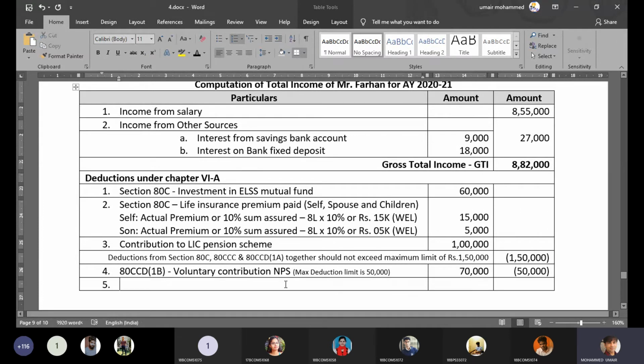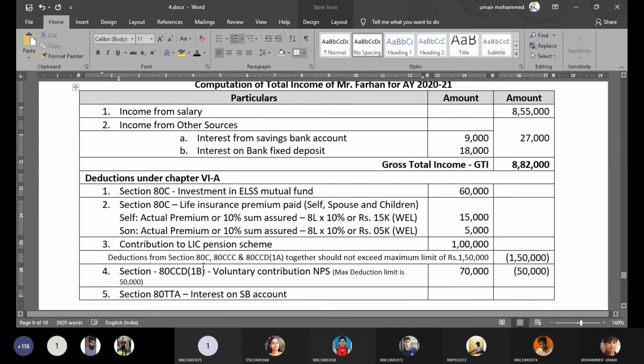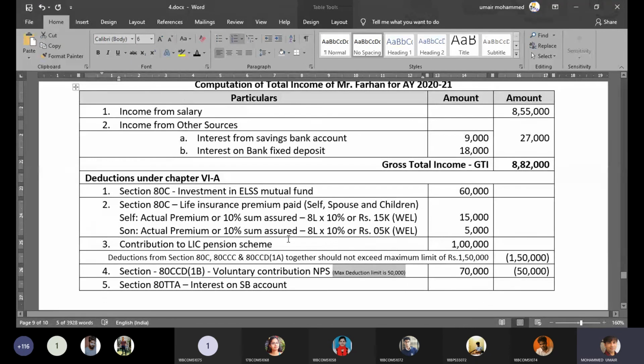So let's put that section 80TTA, interest on savings bank. So what is the interest earned here? 9,000. So he will qualify for a deduction of 9,000.